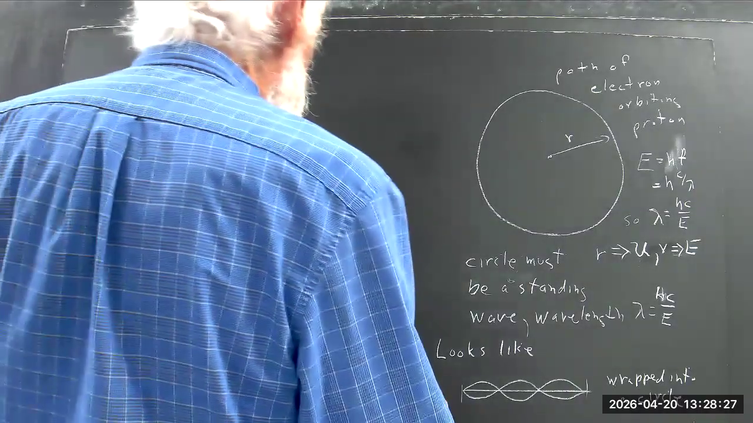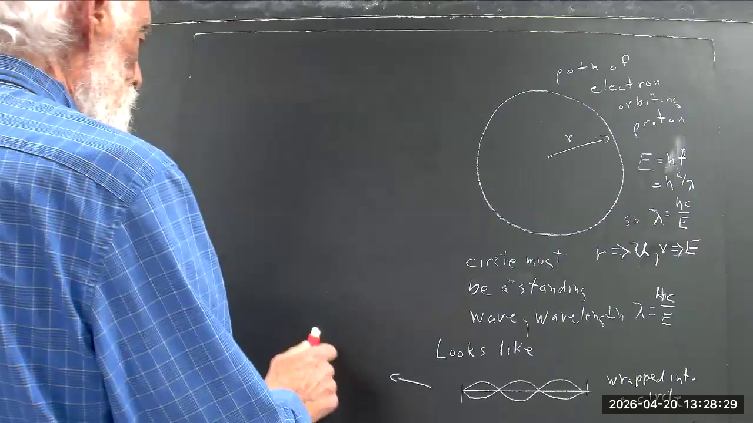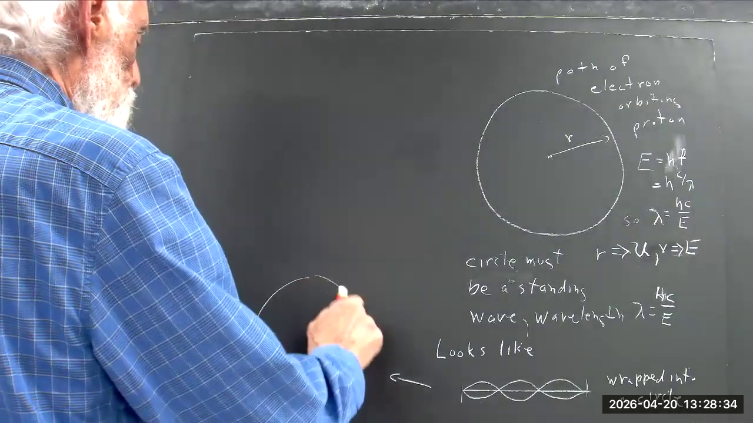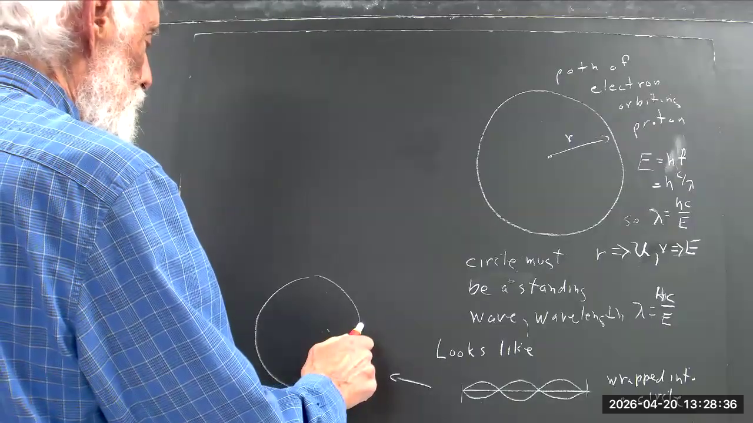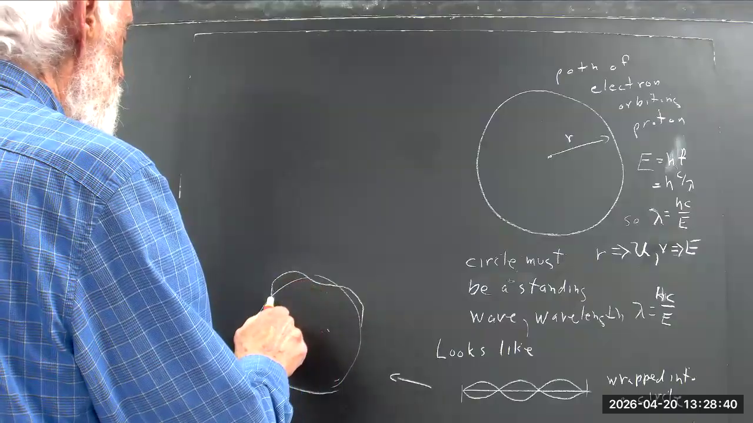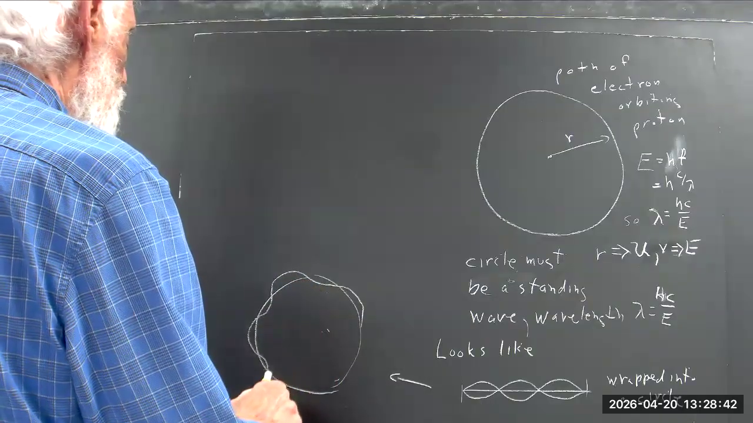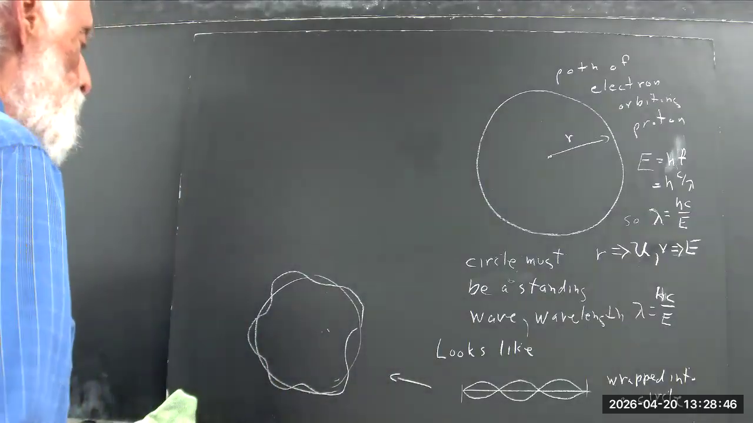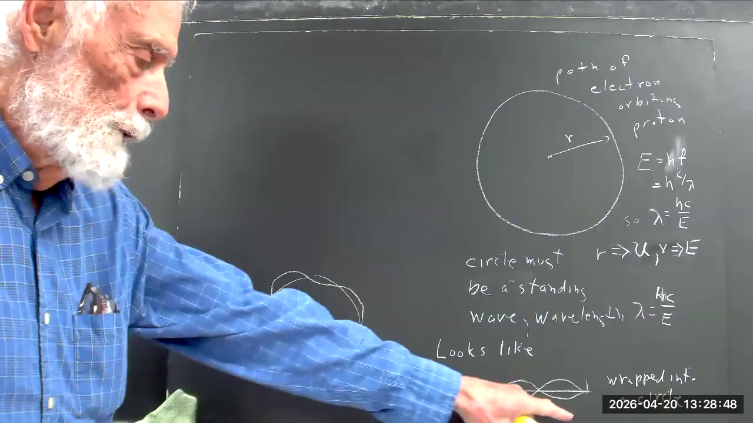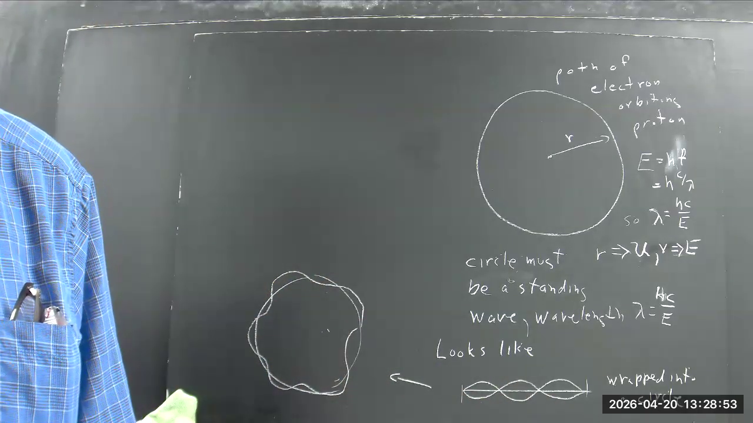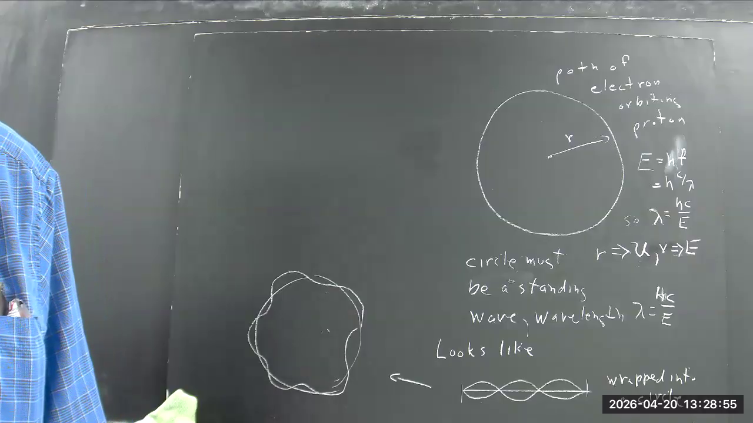Okay, well, take this wave and wrap it into a circle. I'll draw the circle fairly big. It's going to look something like this. Now I'm wrapping a different wave, but you can see how if you wrap one of these around a circle, it might look something like that. That makes sense?